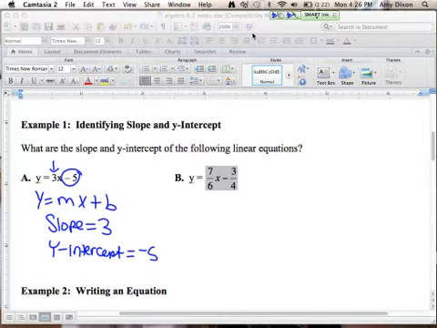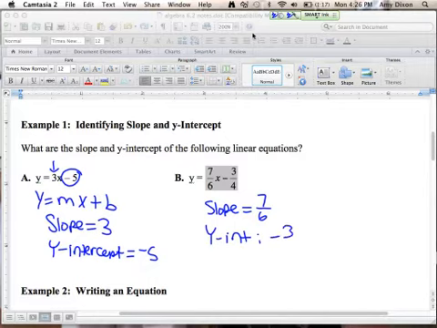All right, on letter B, our slope then is the number before the x, which is 7 over 6, and our y-intercept is negative 3/4. So that's just how you identify what a slope is and what a y-intercept is.